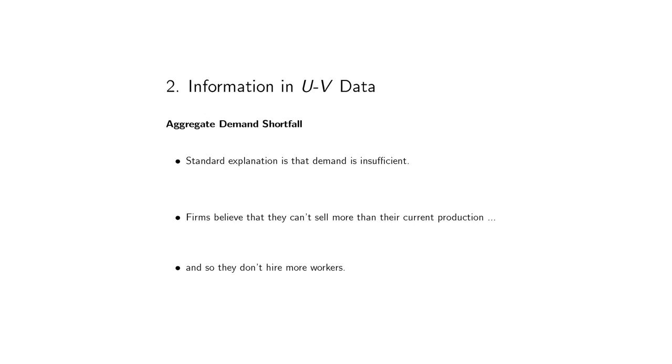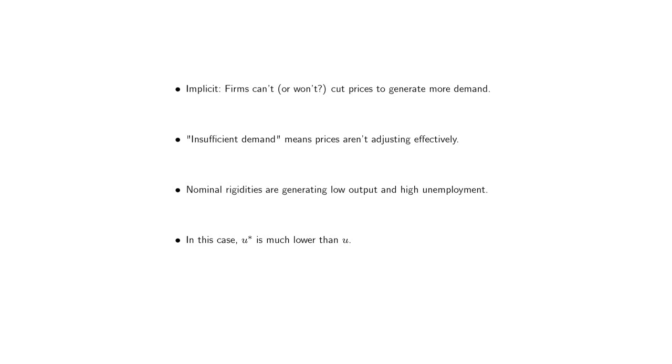But implicit in these explanations, the heart of these explanations, is something about prices. The firms can't or won't cut prices to generate more demand. Insufficient demand means that prices aren't adjusting effectively for some reason. So when I talk about nominal rigidities, it's exactly this explanation, this notion that monetary economists and myself are capturing. Nominal rigidities are generating low output and high unemployment. And if this is the explanation for the lack of job creation, lack of demand, then the natural rate of unemployment is much lower than the unemployment rate.